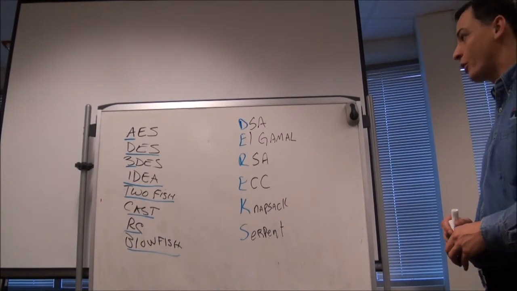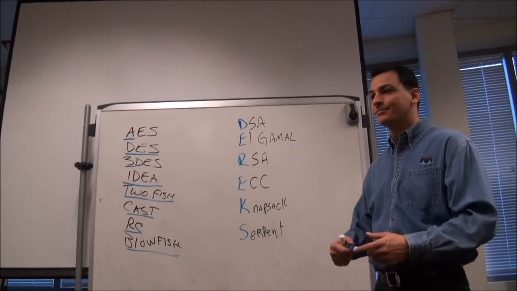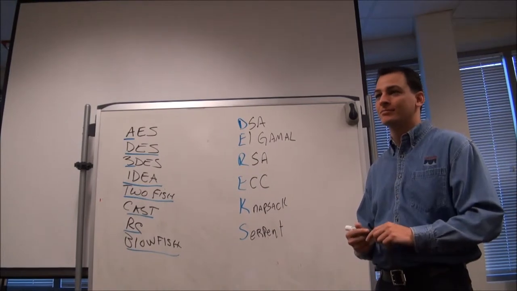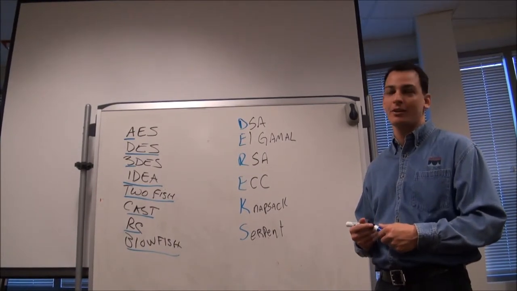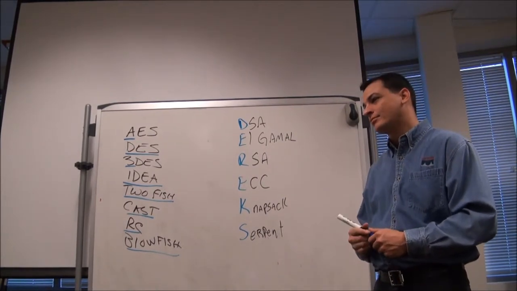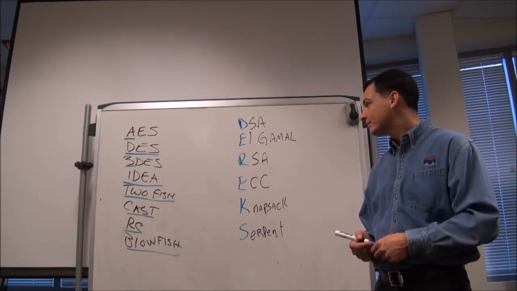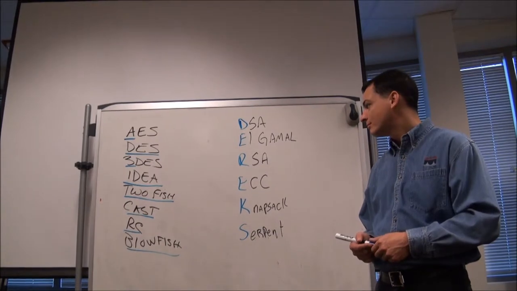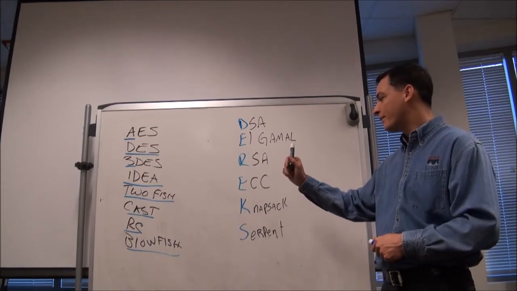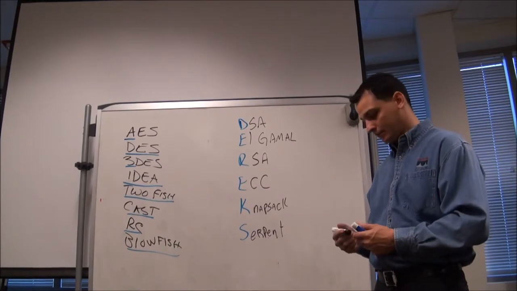Your next one. These are all your asymmetrics. I don't have a cool name for this one, but I do have Derek's. I call it the Derek's model for remembering asymmetric algorithms, which is DSA, Elgamal, RSA, elliptical curve, knapsack, and serpent. That's it. That's all you get with that one. And ECC is either EC or ECC, elliptical curve, E-C.